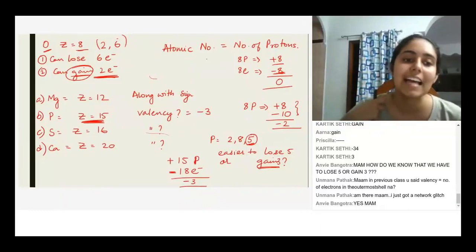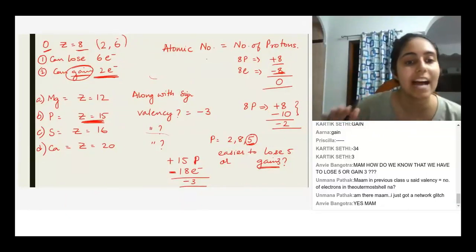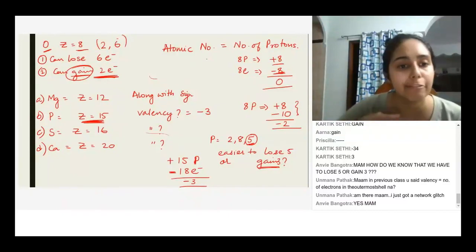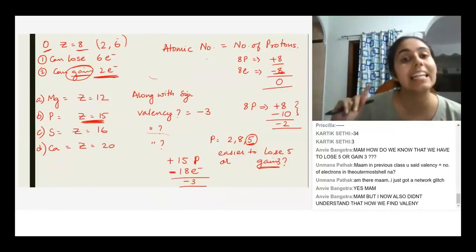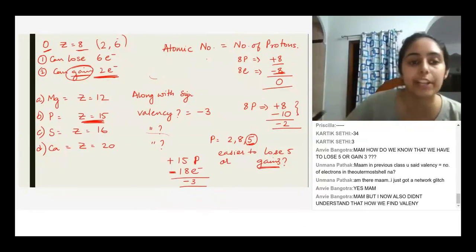Valency will always be less than 4. Valency cannot be greater than 4. Always remember that. Big difference between valence and valency. Yes, valence electrons can be more than 4. Valency can never be more than 4.